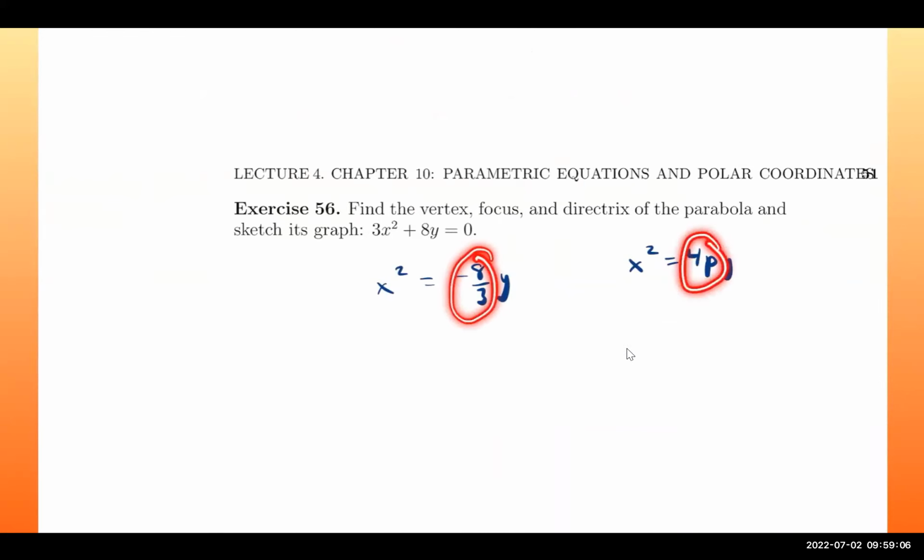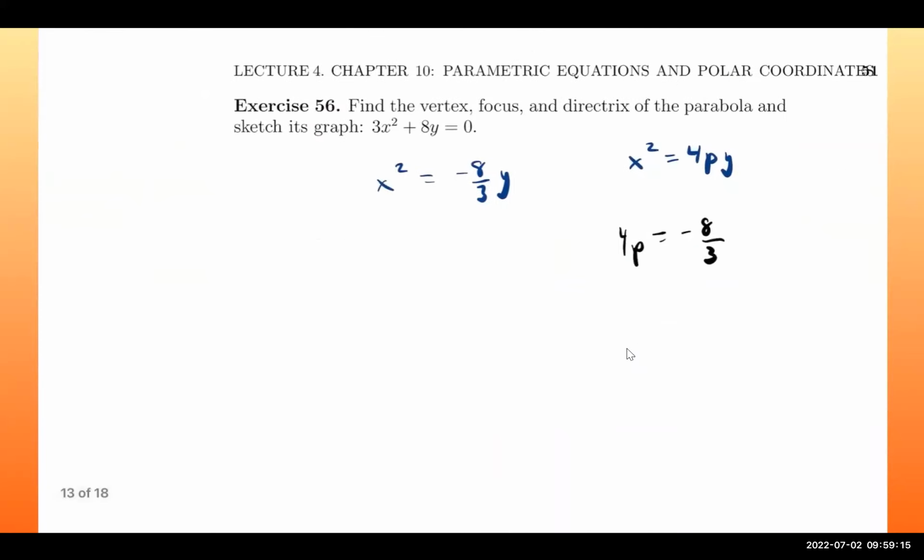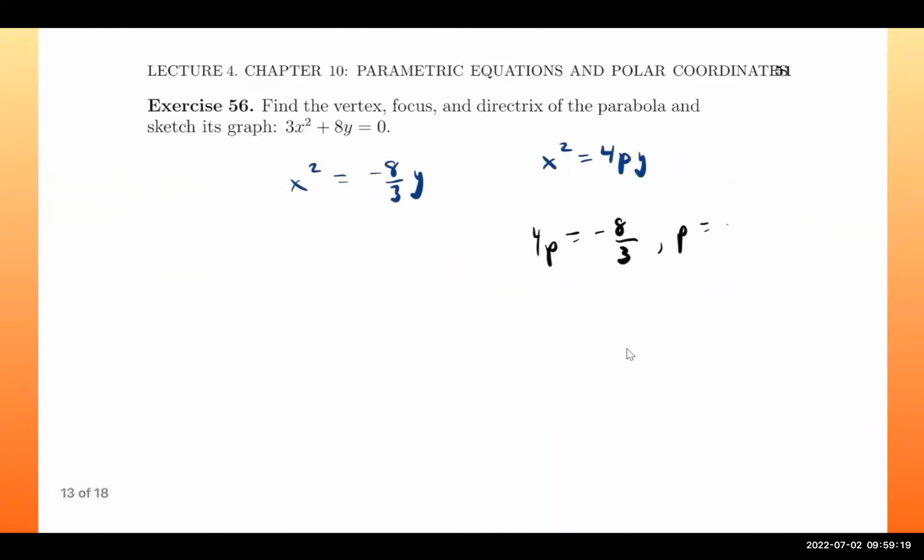x squared equals 4py, which means that negative 8/3 has to equal 4p. So we can write that equation: 4p has to equal negative 8/3. And if you solve for p, that means p is going to equal negative 2/3. So that's how you want to start this off, by finding what p is.